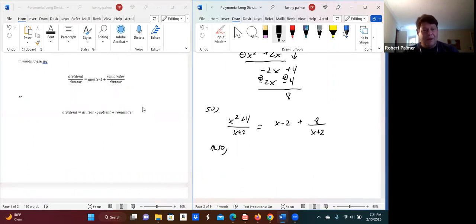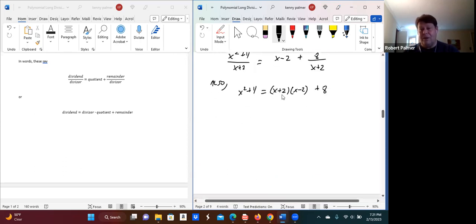I can say that this is true. So the dividend, which is x squared plus 4, I can also say is equal to the divisor, x plus 2, times the quotient, x minus 2, plus 8. Okay? It turns out that's also a true statement. Actually, we can check that really quickly.